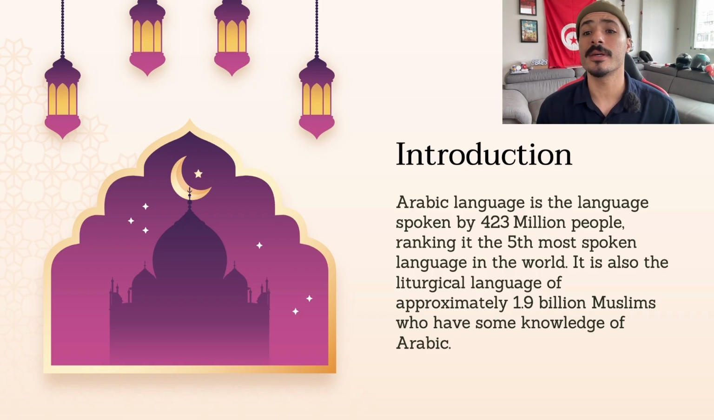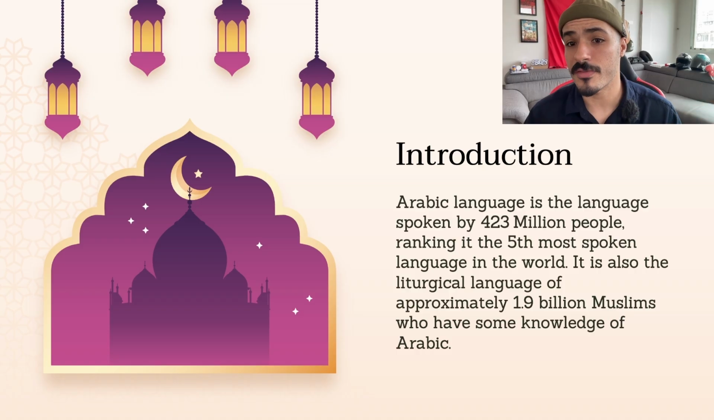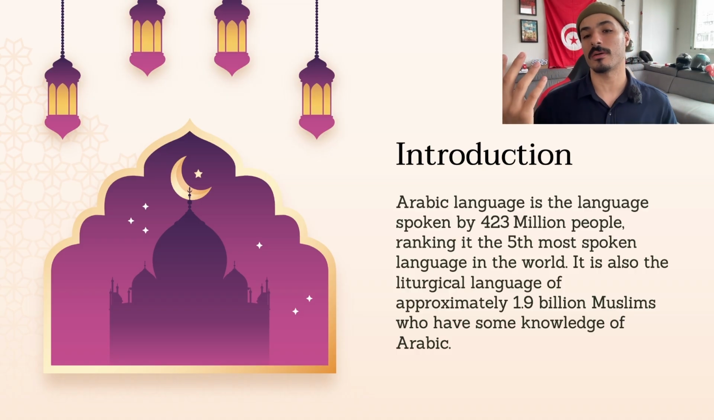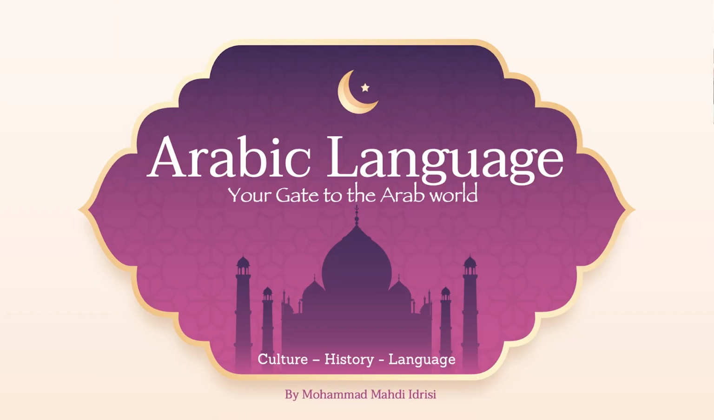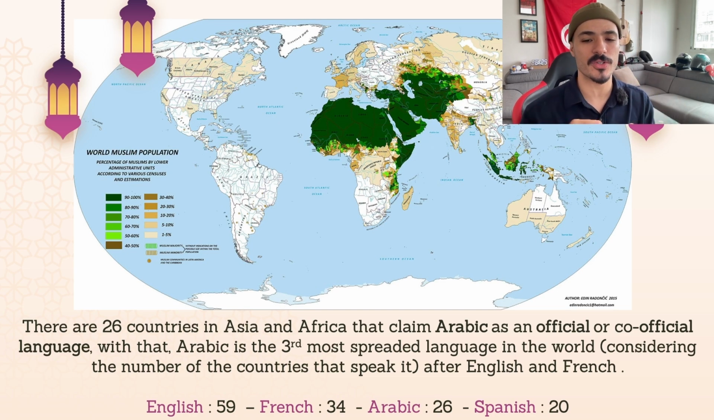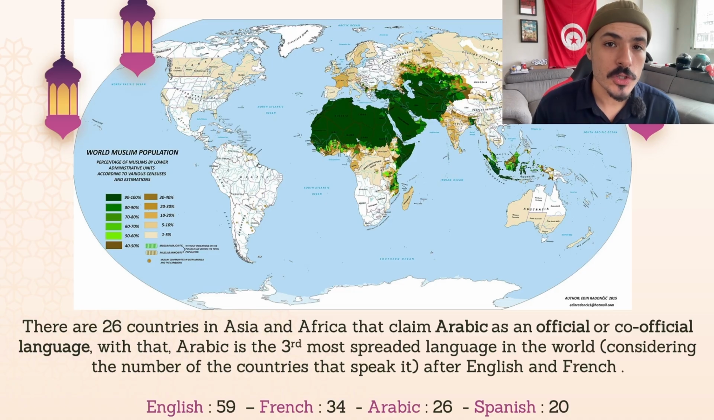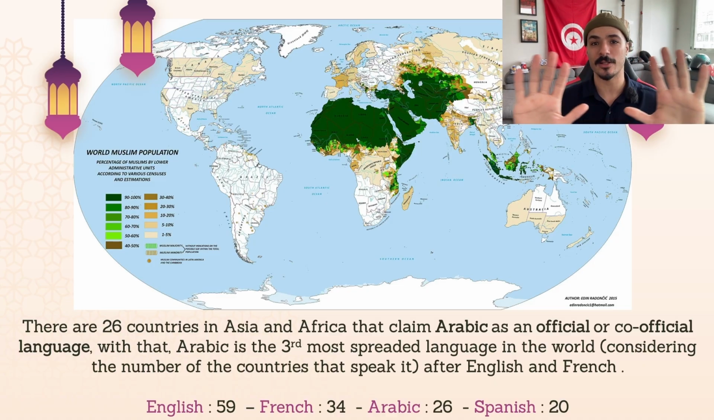Now, this is just the first information. So you are already learning a language that is quite famous in the world, right? 5th most spoken language, spoken by over 400 million, and not to mention, of course, that we already have 2 billion Muslims. Now the next information is there are 26 Arabic countries in Asia and in Africa, or at least 26 countries that claim Arabic as an official or co-official language. Guys, the influence of Arabic is quite huge. You can see that on the map.